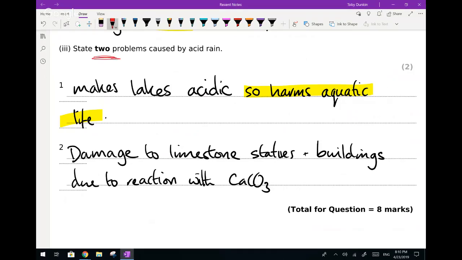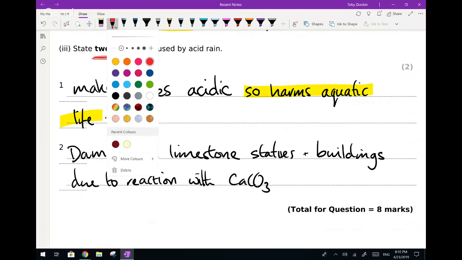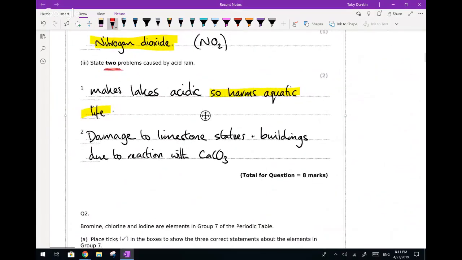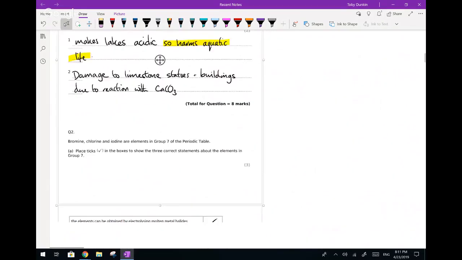Well, me saying that the lake is acidic is not really strictly an issue. The issue is that it harms aquatic life. So I added that in, and when I went to the mark scheme, I highlighted it because I was really glad I did that, otherwise I would not have got that mark. That's what the mark is for. It makes lakes acidic and harms aquatic life, and it damages limestone statues and buildings due to the reactions with calcium carbonate.